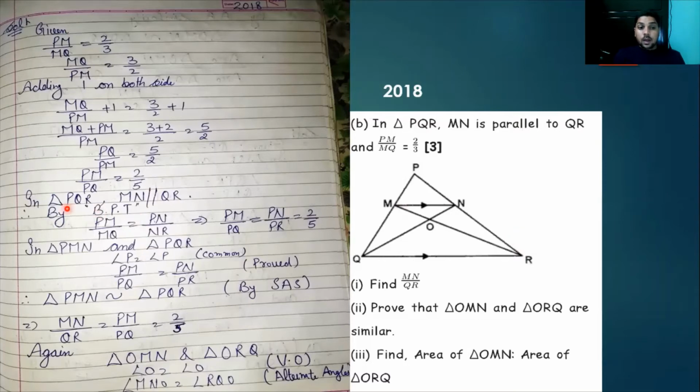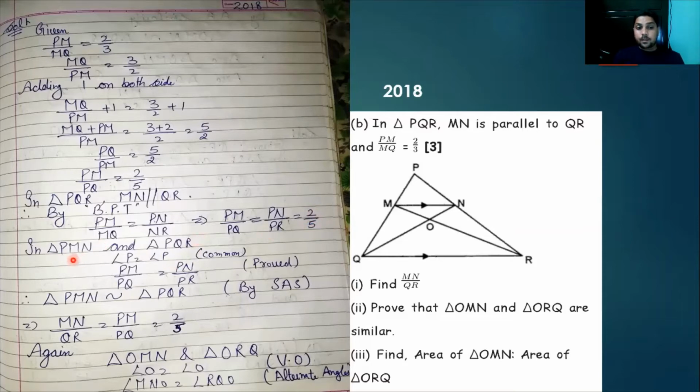Again, by applying BPT, we have PM upon MQ equal to PN upon NR. That means we have been given the ratio PM upon MQ and PN upon NR, which is equal to 2/3. That implies PM upon PQ, whole distance is your 5, and PN over PR, whole distance is again 5, which means that is equal to 2/5 here.